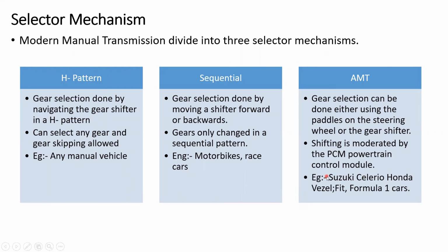So the fun fact is that the Suzuki Celerio is actually using a gearbox, or gear selector mechanism, manufactured by a company called Magneti Marelli. The same company actually manufactured Formula One gearboxes as well.